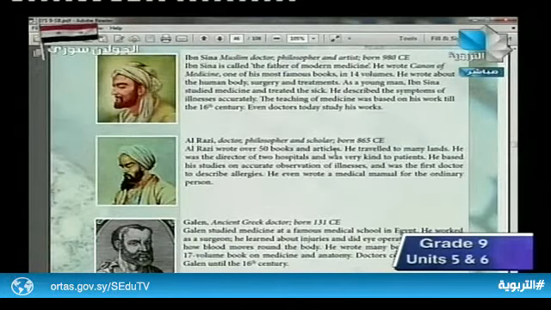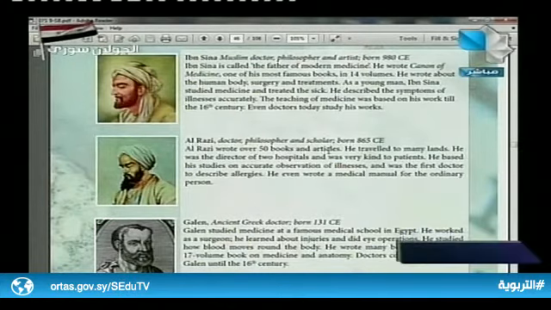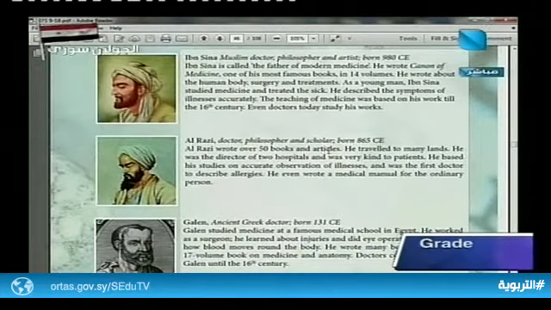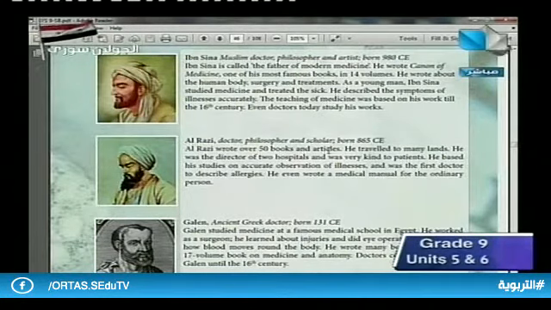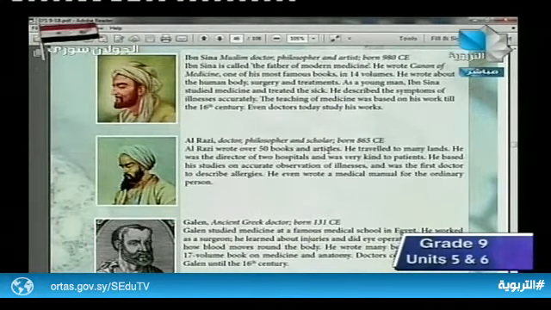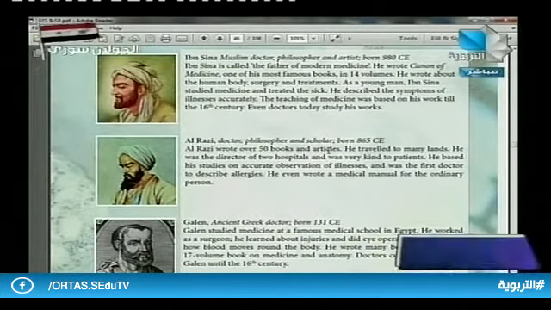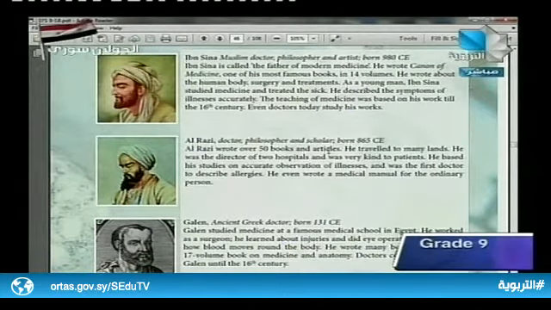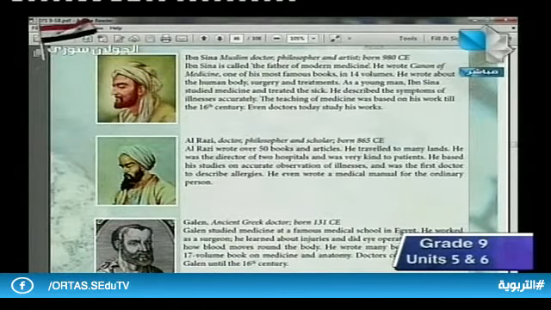And articles. When we say articles, what do you mean by the word articles? Essays, short or long pieces of writing, maybe written in newspapers or magazines. He traveled to many lands. What did he do during his life? He was the director of 2 hospitals and was very kind to his patients.